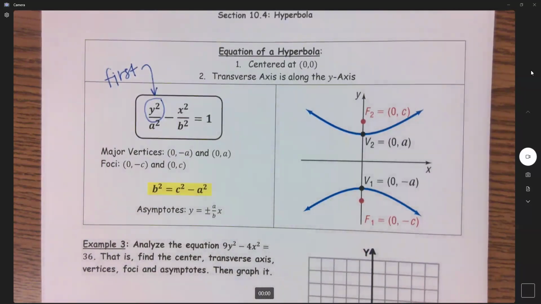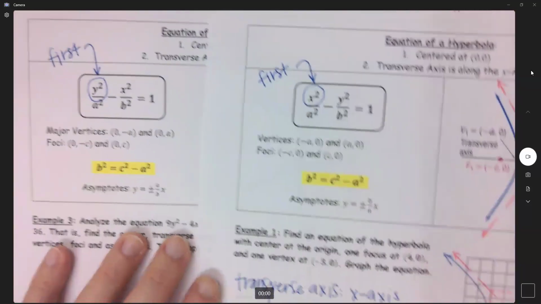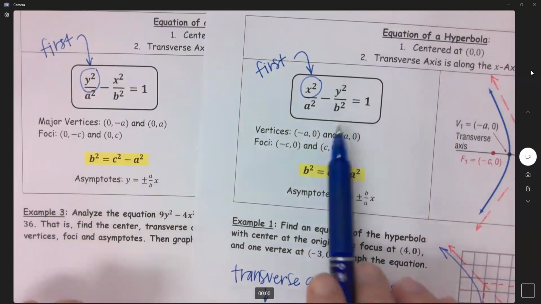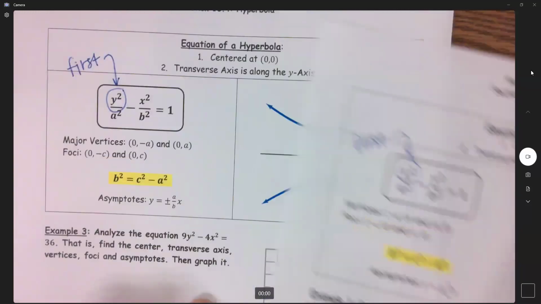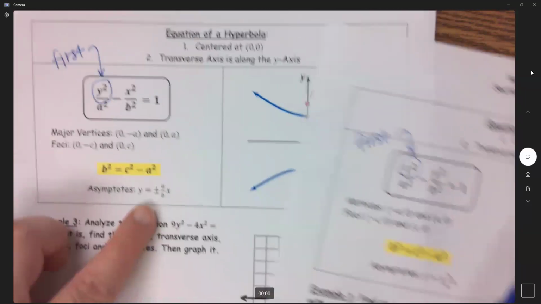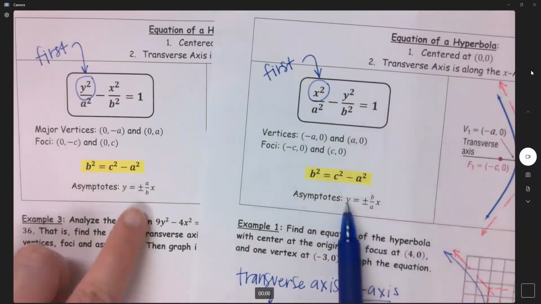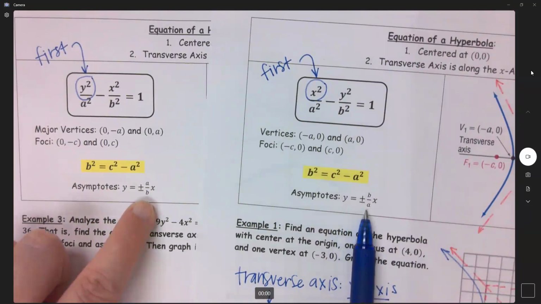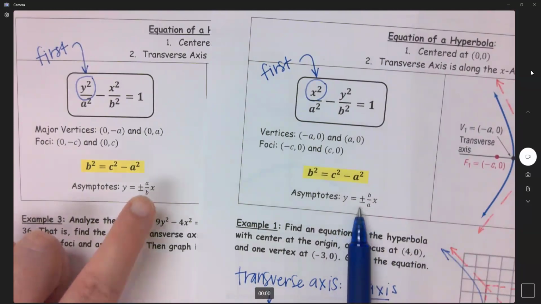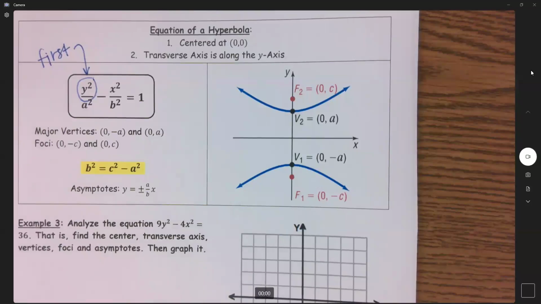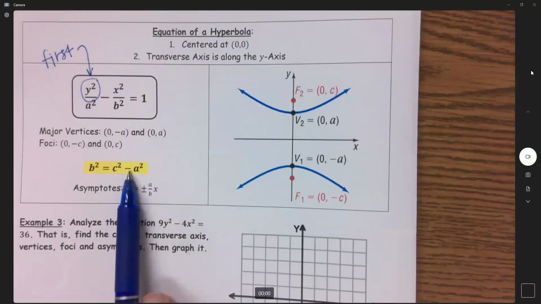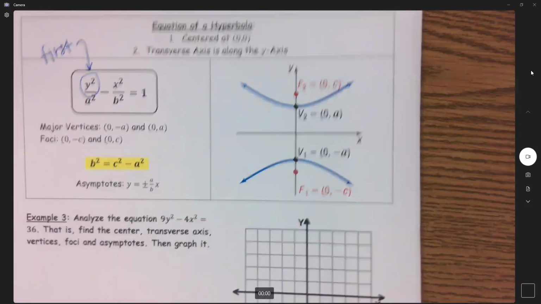If I can find, here it is. When my transverse axis is along the x, it's b over a. When my transverse axis is along the y, it's a over b. So that slope is going to change. So we have to be careful and make sure we use the right version for that. But this formula didn't change. That's going to be the same for all hyperbolas.